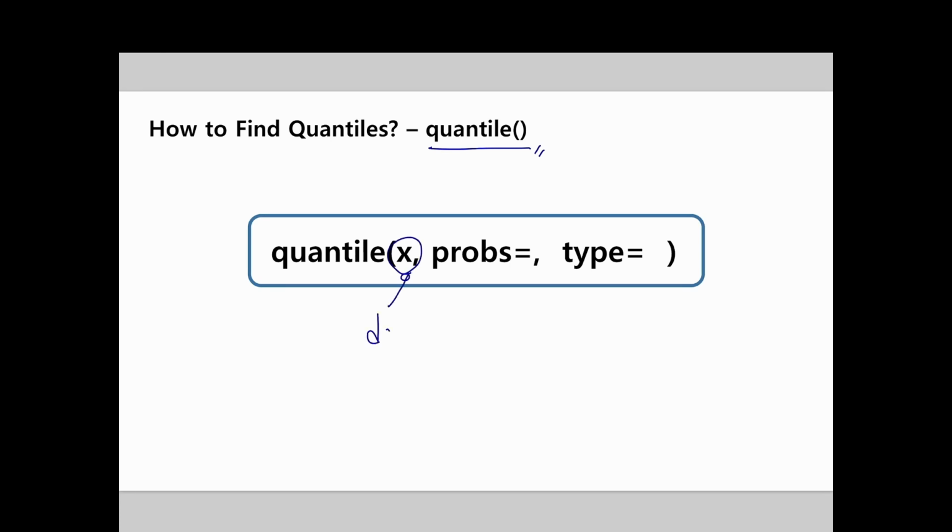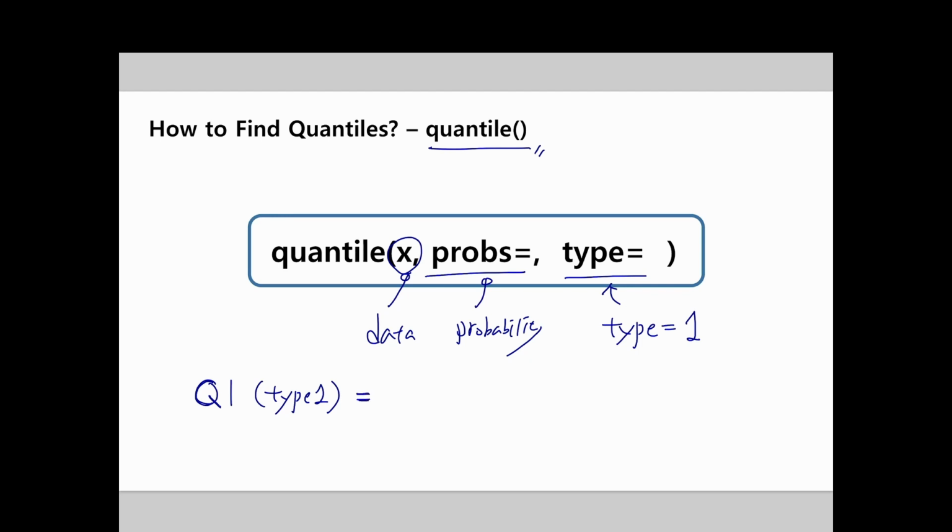The R program provides the quantile function. x means the data, and the probs option means the probability. So if you set type 1, then you can get the quantile of the data using type 1. For example, if you want to know Q1, the first quartile, using type 1, we can get this point using the quantile function like this: quantile, x equal data, probs equal 0.25, and type equal 1.